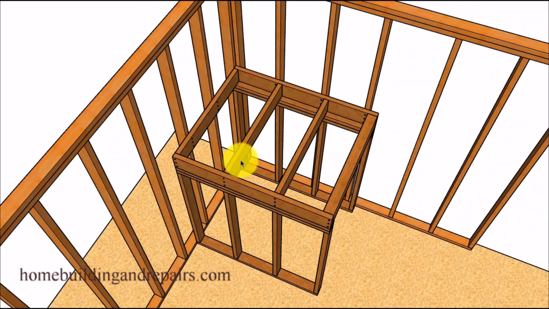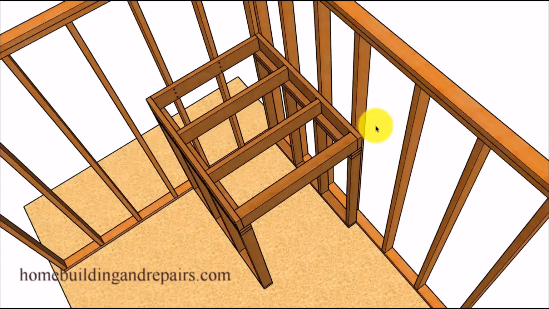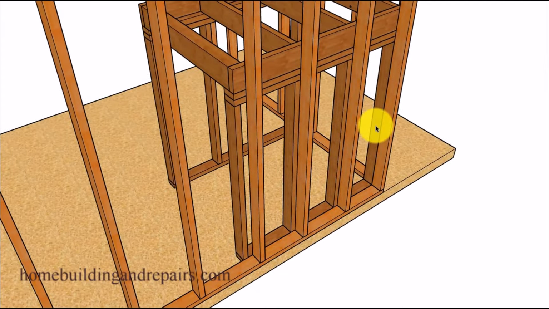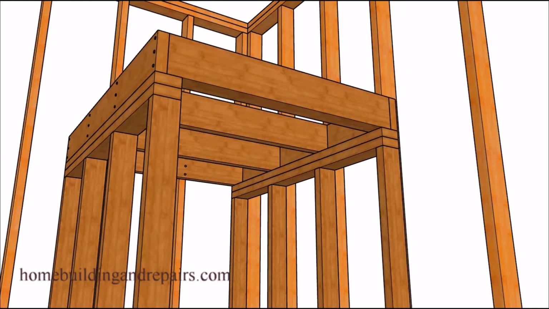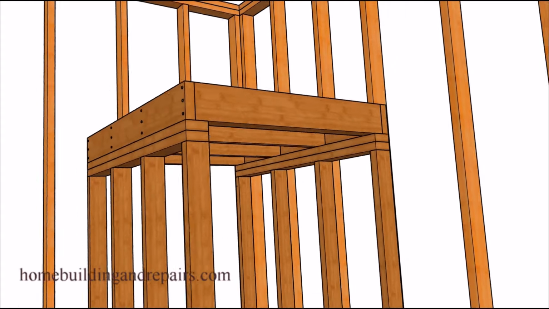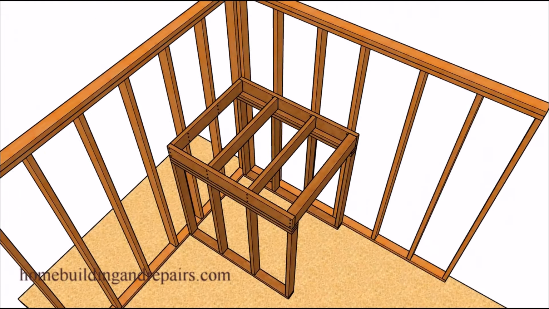Another option would be to frame the landing on top of another wall. So we would be using two walls here. View from the other side, and this would provide you with a sturdy landing, no doubt about it, because we don't have to worry about any hangers loosening up over time.